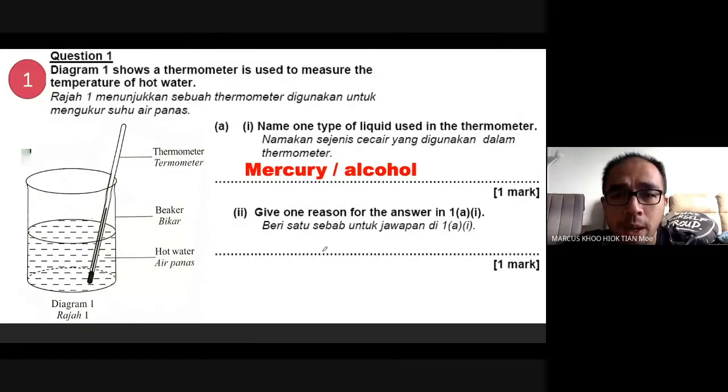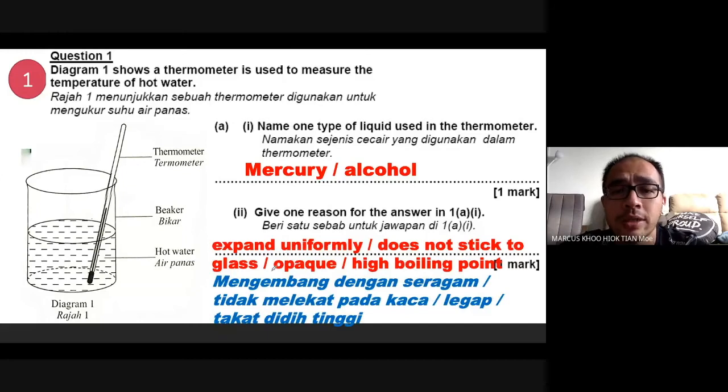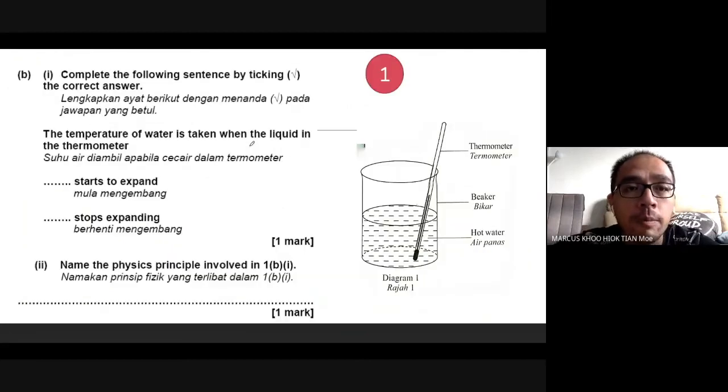Okay, so give one reason. All these reasons also can expand and contract uniformly, does not stick to glass, it is opaque, it has a high boiling point. Whether you use mercury or alcohol, generally both have a high boiling point, but mercury has a much higher boiling point. Next, complete the following sentence by ticking the correct answer.